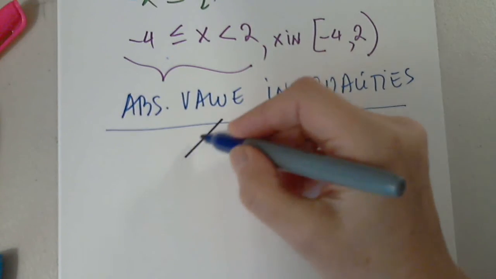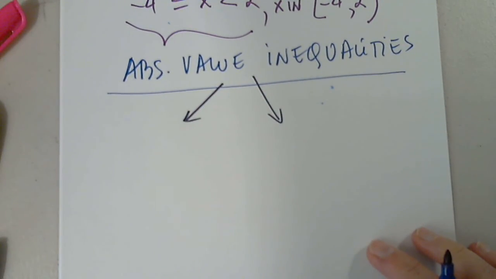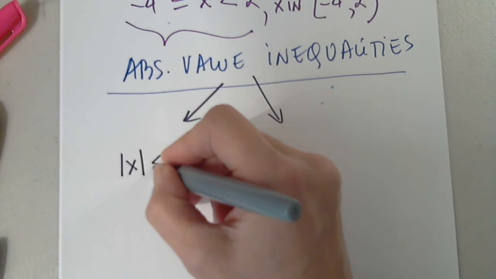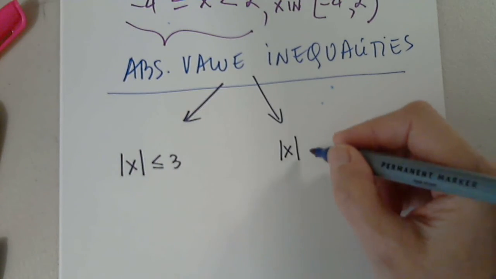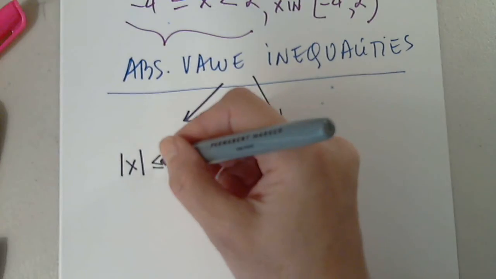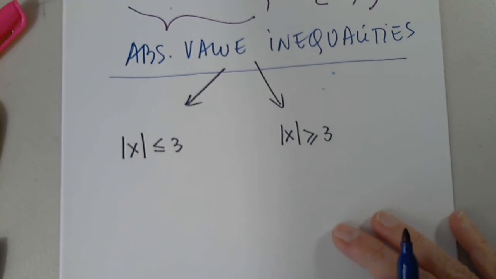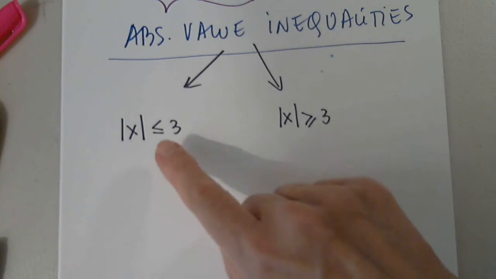Absolute value inequalities are of two types. The first type, something like this. This is an example. And the second type, something like this. It doesn't have to be equal to, it can be just greater than or less than. Okay, one is slightly easier than the other. Let's start with the easier one.